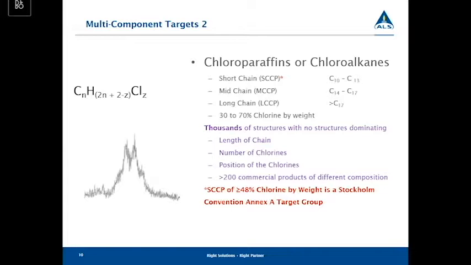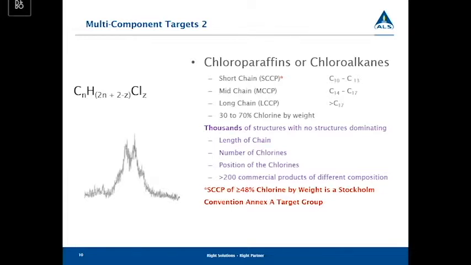Again, these are released and have been used in huge amounts in plastics. And so they are also out there in the environment. And unfortunately, the analytical tools have been difficult. There's two reasons for it. One is that in this case, there are no structures that dominate, and you've got thousands of possible structures.